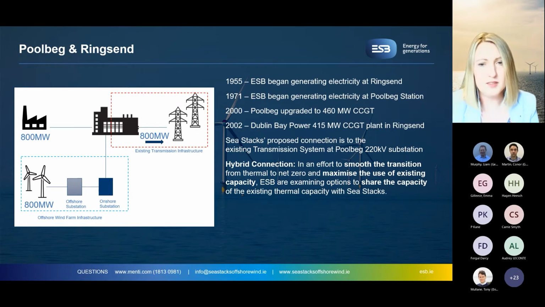Some of the key benefits of this hybrid connection is that it optimizes the use of existing transmission infrastructure, thereby reducing the requirement for additional onshore reinforcements, minimizing environmental and community impact. It also ensures the earliest connection date to help Ireland achieve its 5 gigawatt of offshore ambition by 2030.